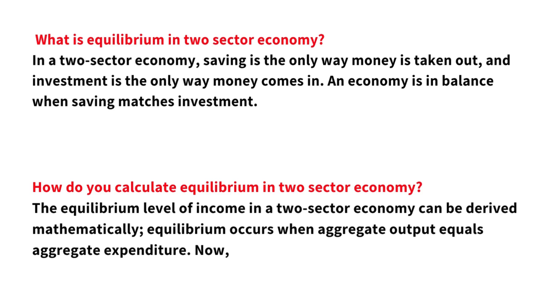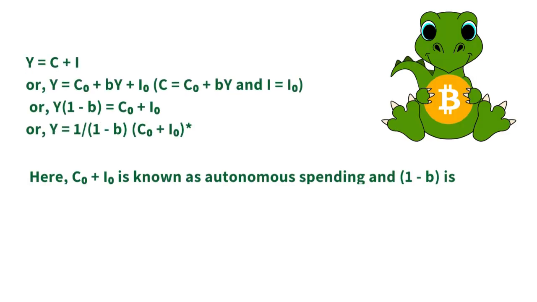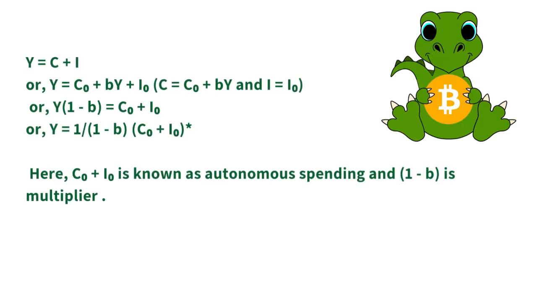Second question is, how do you calculate equilibrium in two-sector economy? The equilibrium level of income in a two-sector economy can be derived mathematically. Equilibrium occurs when aggregate output equals aggregate expenditure. Now, equation y equals c plus I, or next line y equals c naught plus by plus I naught. So at last we can write y star equals 1 divided by 1 minus b into C naught plus I naught, where C naught plus I naught is known as autonomous spending and 1 by 1 minus b is the multiplier.